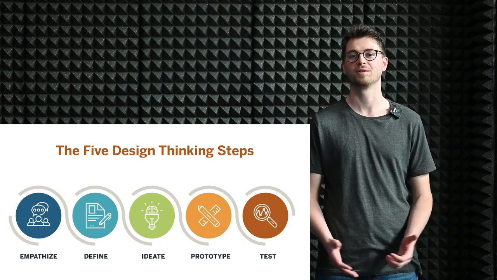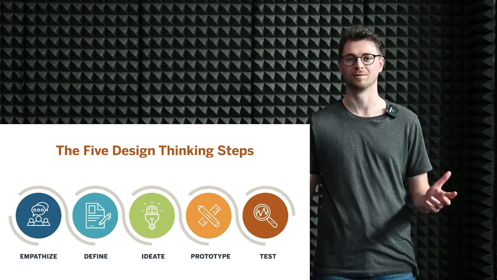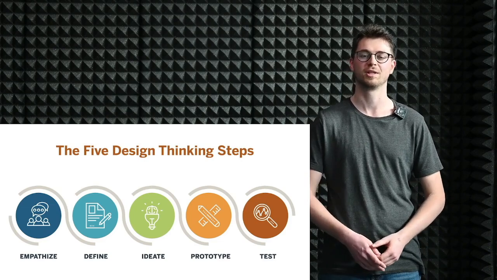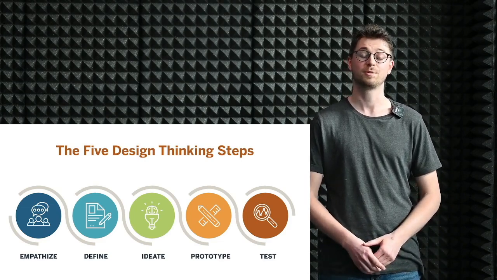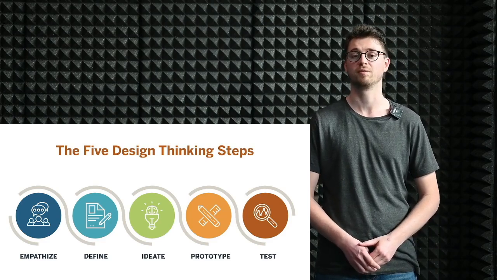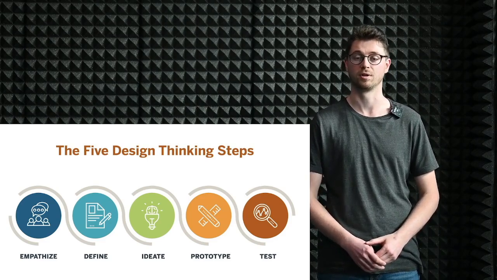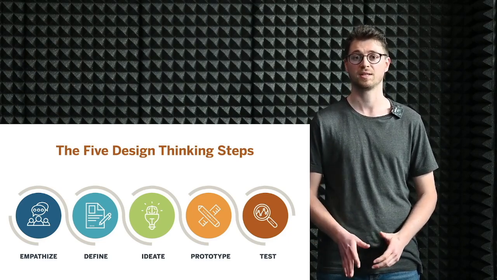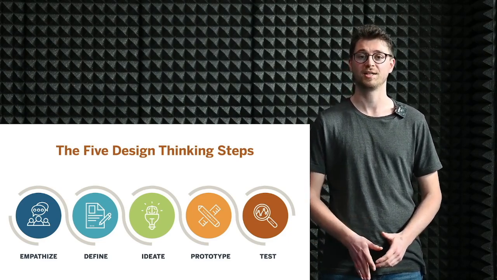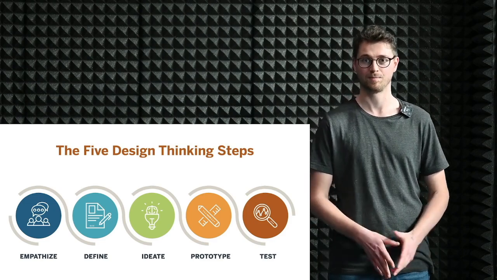You might wonder why you need this another theoretical model which doesn't really help you. But let me explain, it can really help you, especially if you have problems with being systematic in the work on your project. We have 5 steps, which are empathize, define, ideate, prototype, and test.